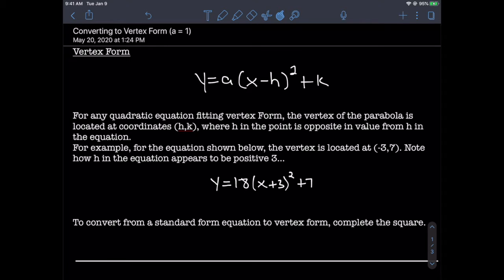The question is, how can we go from a standard form quadratic equation, that would be your ax squared plus bx plus c, into the vertex form? Well, it's quite straightforward, actually. All you have to do is complete the square.